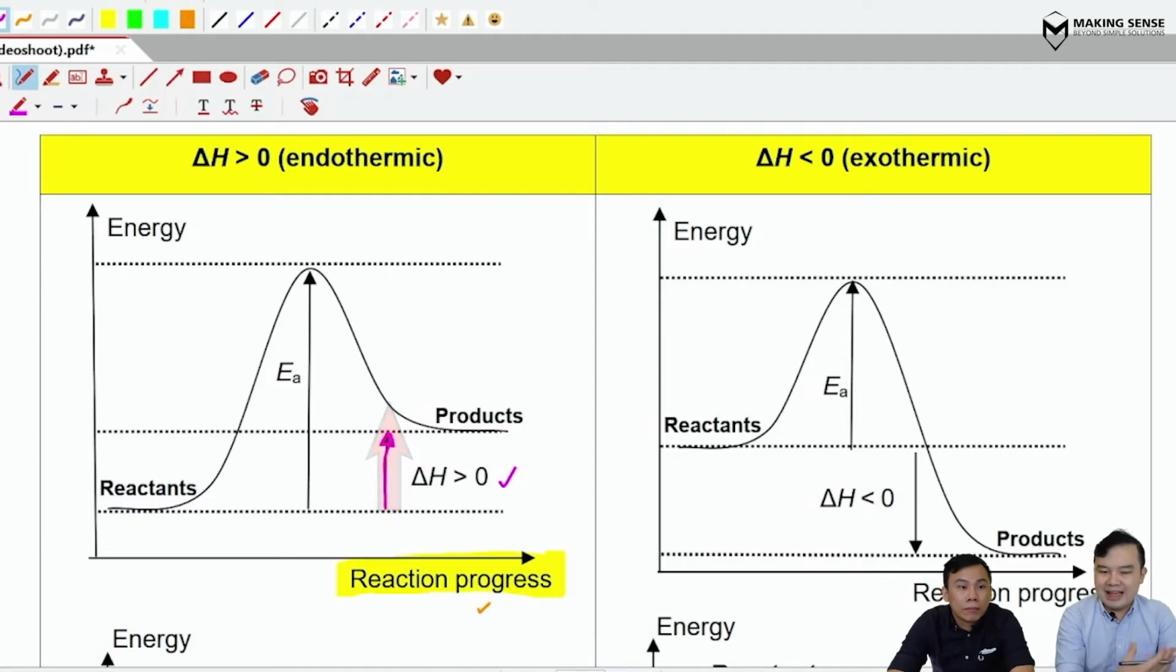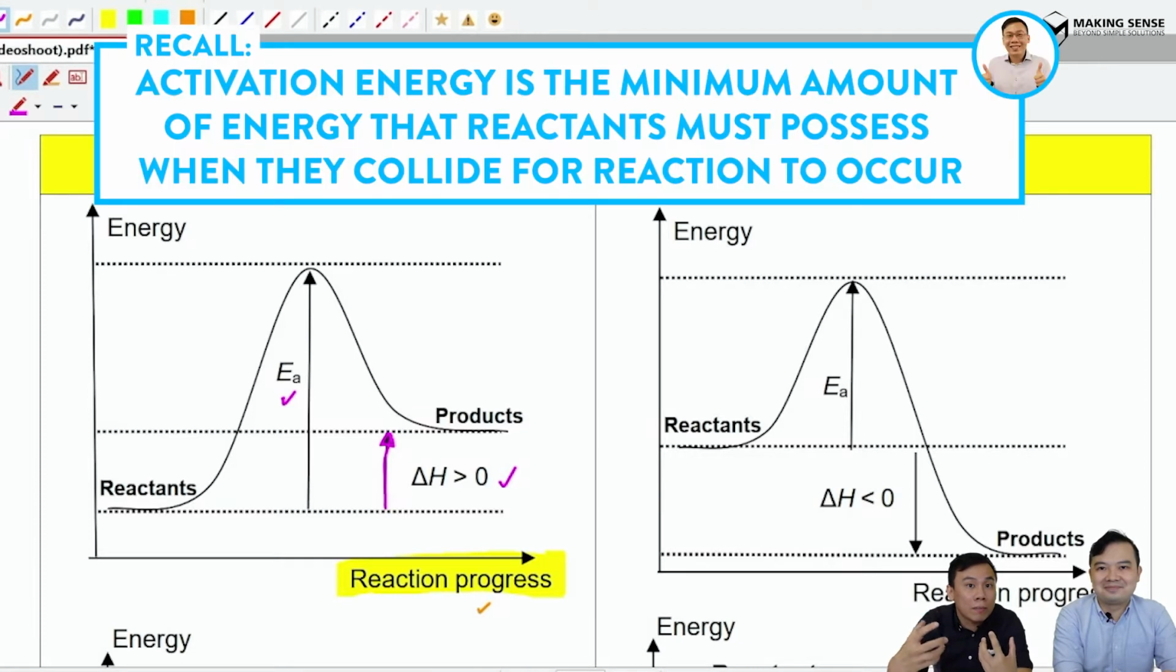The second thing is called the activation energy, which is represented by EA. Mr. Yap, can you run us through what is an EA then? Right, so activation energy, the definition is given at the bottom of the page, but basically it's the minimum amount of energy that reactants must possess when they collide before a reaction can occur. Right, so it represents an energy barrier, essentially.